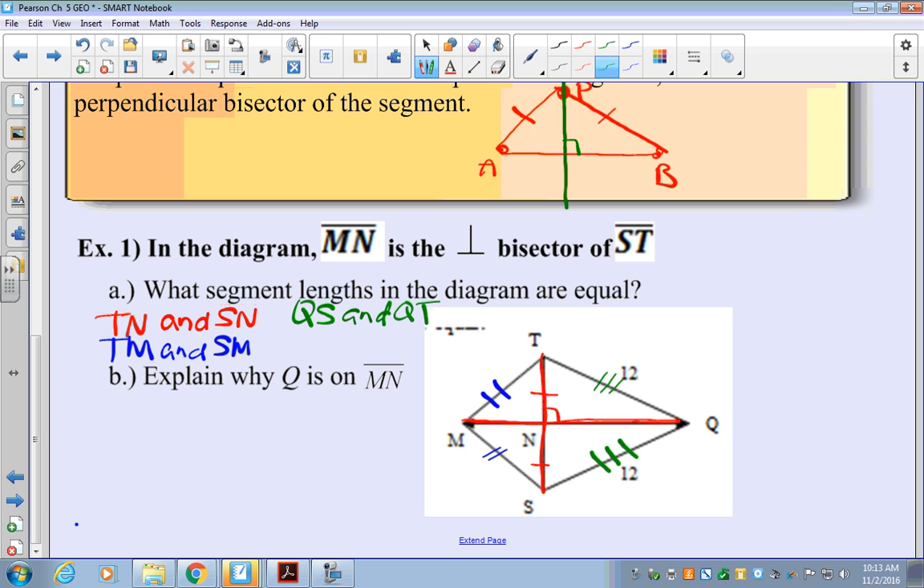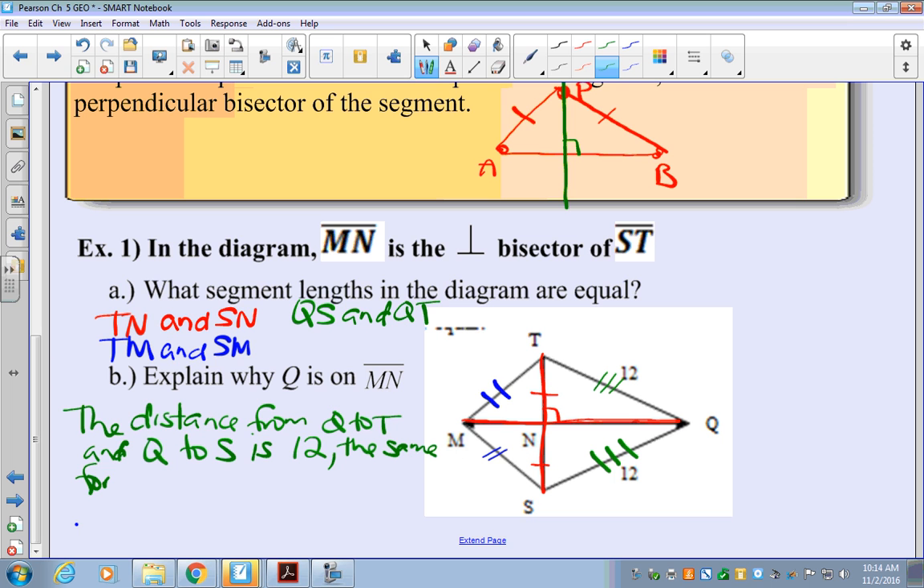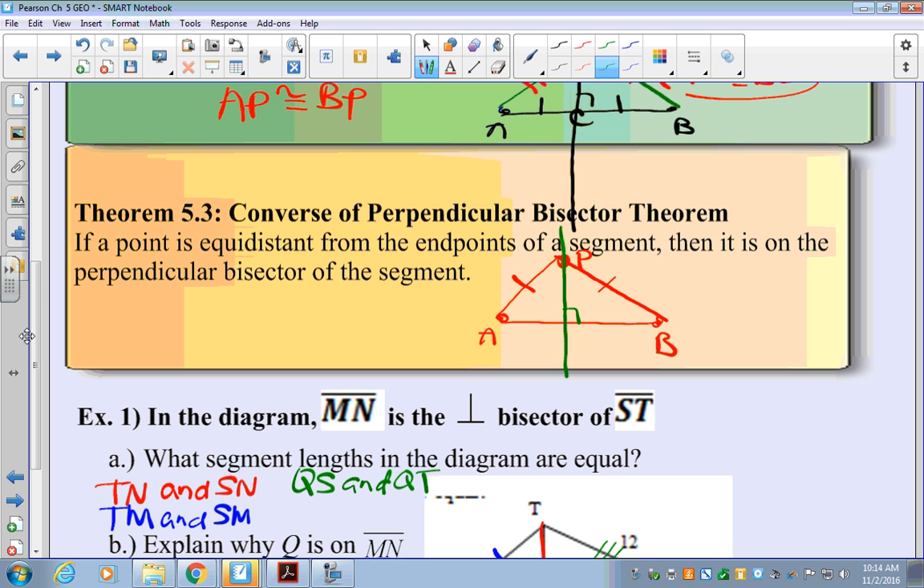So the distance from Q to T and from Q to S is 12, the same for both. So by the converse of perpendicular bisector theorem, where it says if we're equidistant from the endpoints of a segment, then we are on that perpendicular bisector.